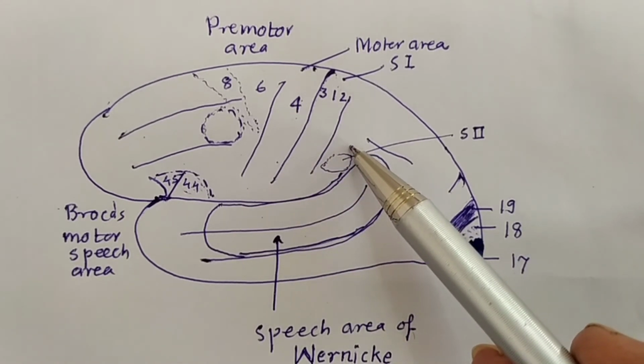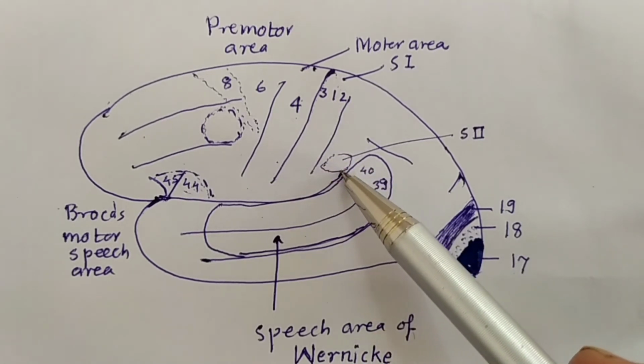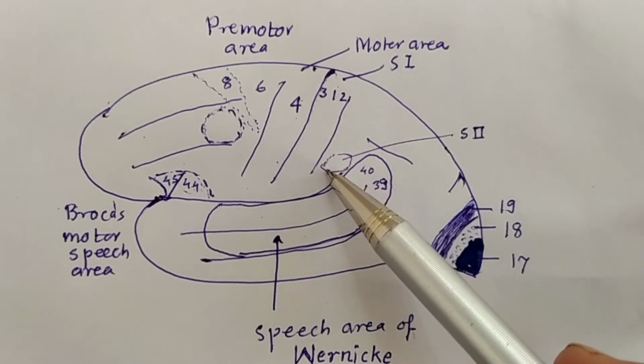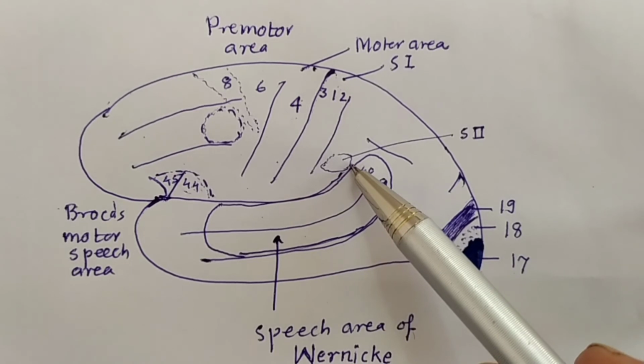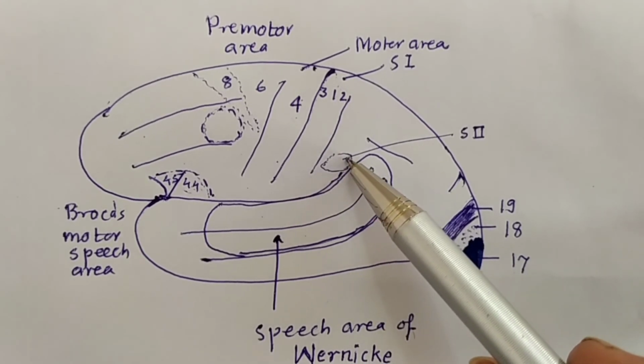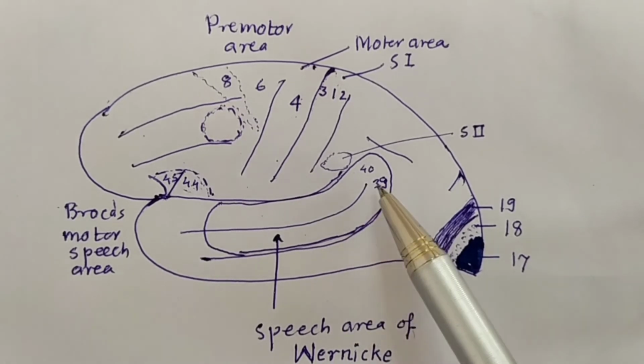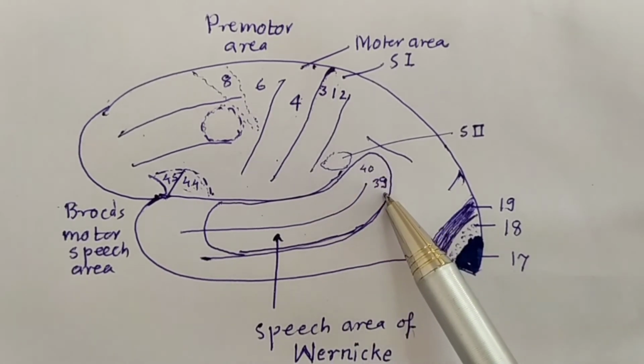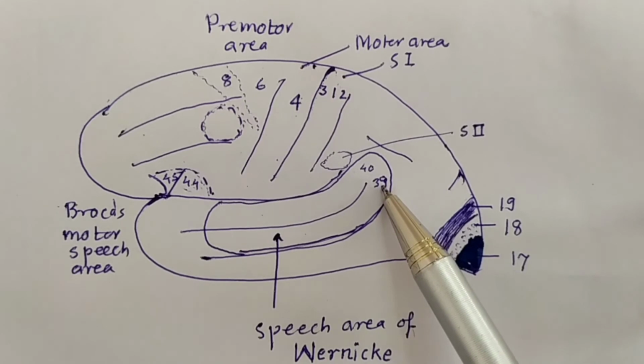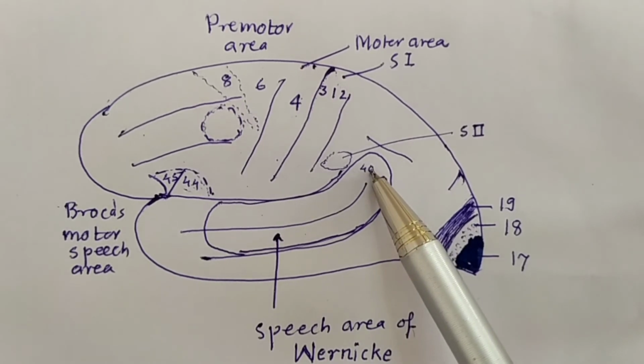In the inferior parietal lobule, in the lower part, there is the second somatosensory area. The sensory speech area of Wernicke extends into the inferior parietal lobule, into area number 39 and 40, and this area is responsible for interpretation of speech.